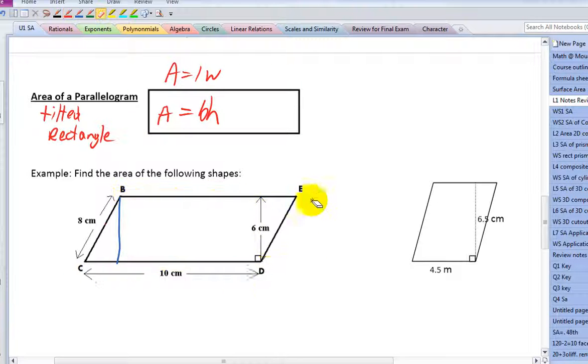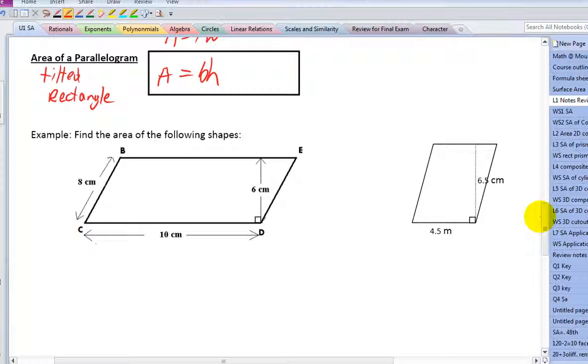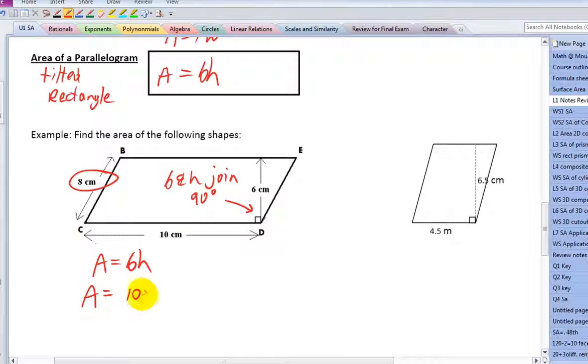In our example, what measurement is not needed? Yeah, the slant, right? We don't need the slant. We only need the base and height, which join at 90 degrees. That's kind of a theme that you need to know. So area equals base times height, 10 times 6, 60 centimeters squared. Go ahead, show your work for the next one.